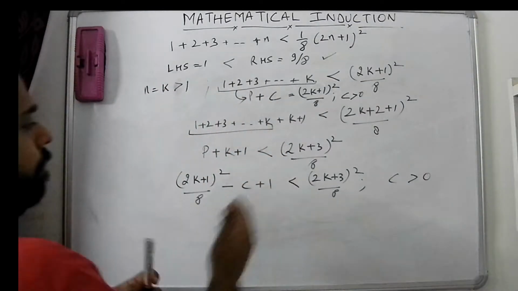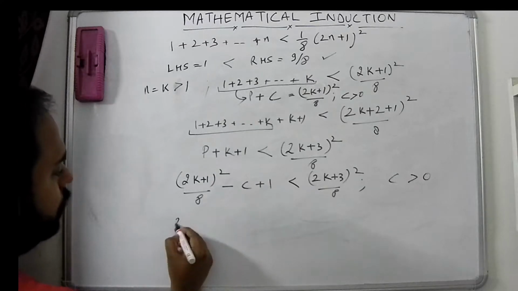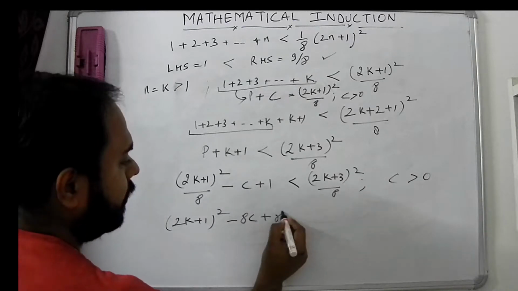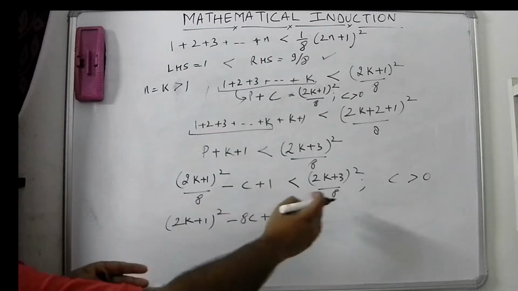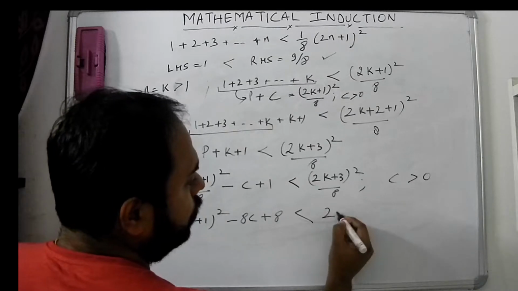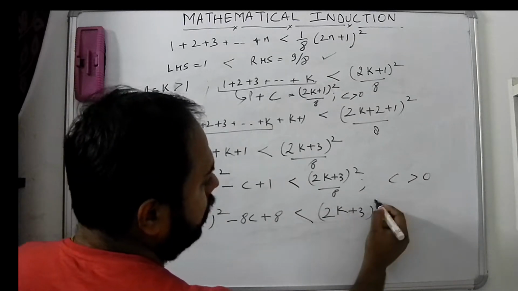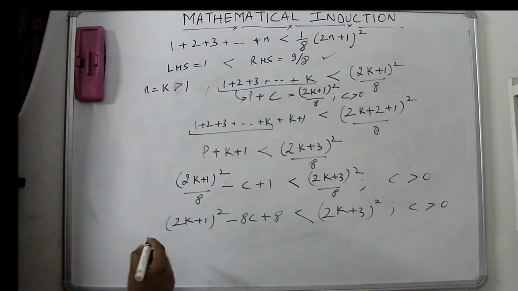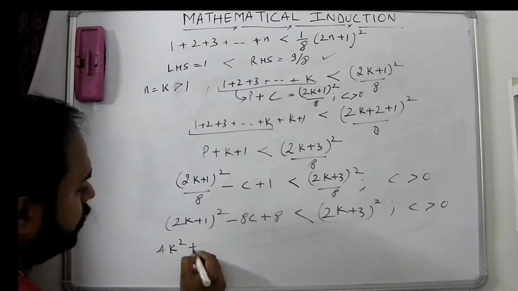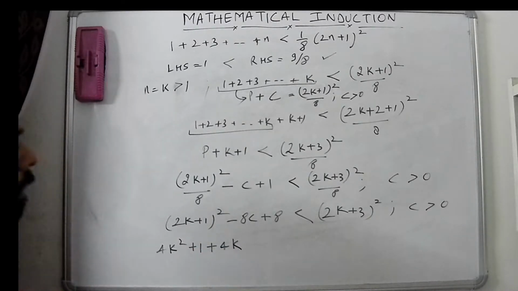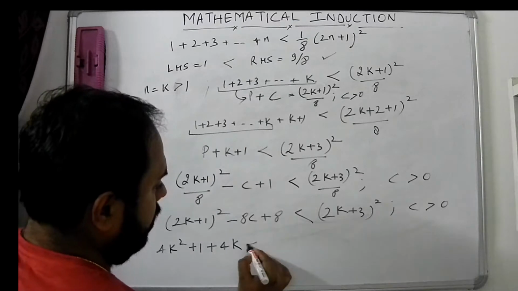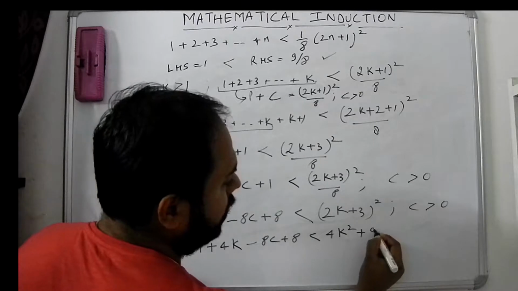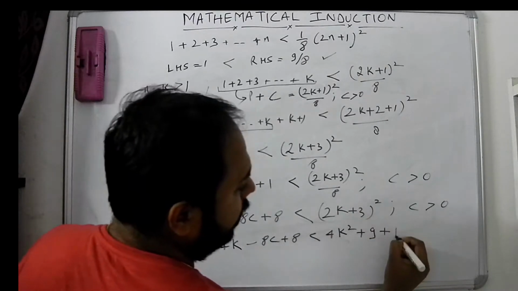So let's do something quickly. Let's take the LCM. So it becomes (2k plus 1) whole square minus 8c plus 8 is less than, I'm taking the LCM and cutting the denominator, (2k plus 3) whole square, wherein c is greater than 0. This is an assumption, right? So now let's quickly open it. It becomes 4k square plus 1 plus 4k, right? Minus 8c plus 8 is less than 4k square plus 9 plus 12k, right?